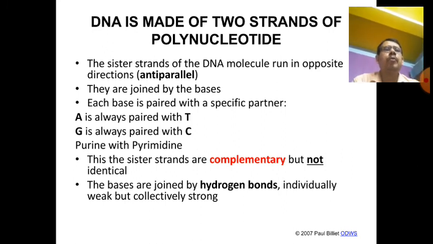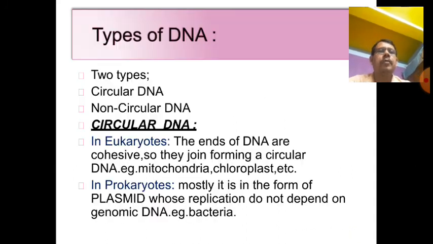DNA is made up of 2 strands of polynucleotides, and the sister strands of the DNA molecule run in opposite directions, or anti-parallel. They are joined together by the bases, and A always pairs with T, and G pairs with C. It is called the complementary base pairing rule, with hydrogen bonds.